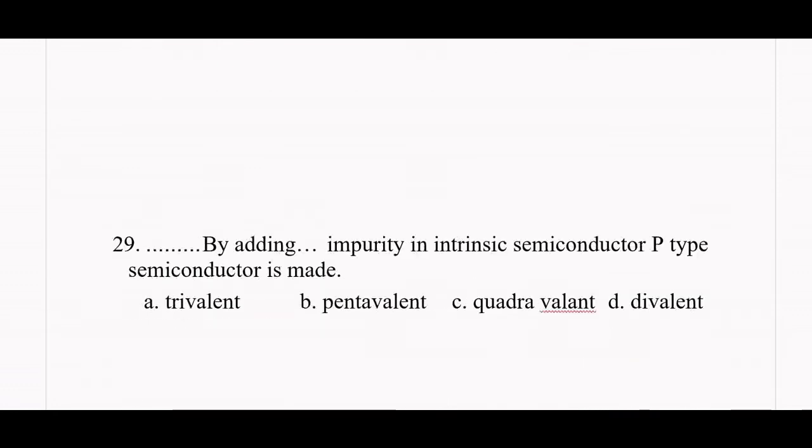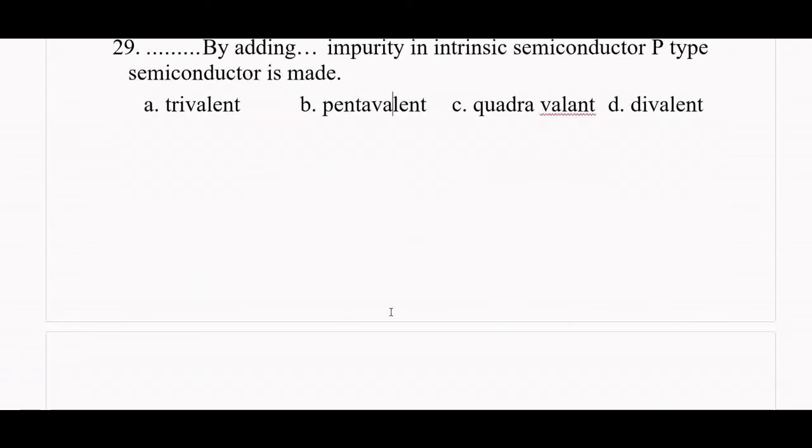Now question number 29 says that by adding dash impurity in intrinsic semiconductor, P-type semiconductor is made. A. Trivalent, B. Pentavalent, C. Quadrivalent, or D. Divalent. So eliminate these two options because quadrivalent and divalent will never make a semiconductor. So we have studied in the first lecture itself that by adding a trivalent impurity in intrinsic semiconductor, P-type semiconductor is made, and pentavalent impurity makes a N-type semiconductor.